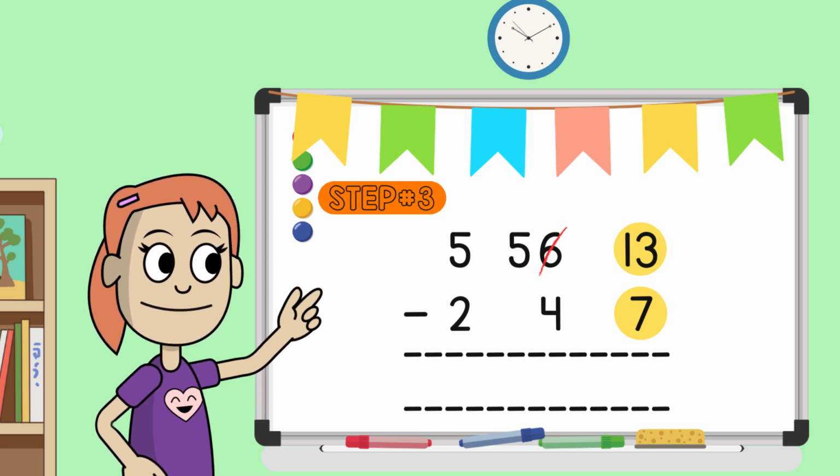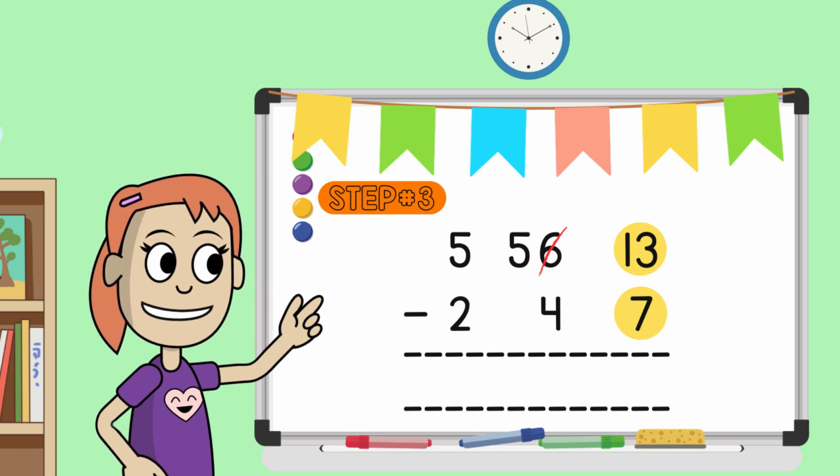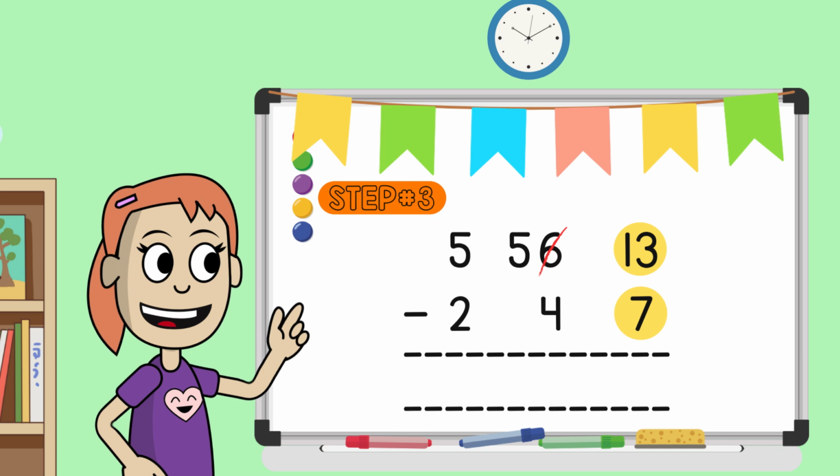Step 3. Regroup from the tens. Regrouping means taking one 10 from the tens place of 563, leaving us with 5 tens. Then we add that 10 to the 3 ones, making it 13. Now our problem looks like this.